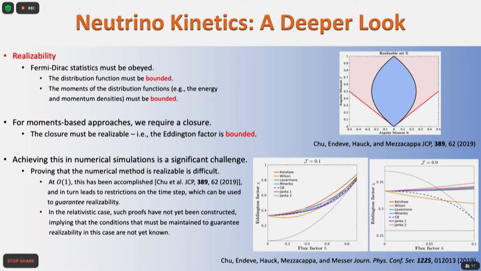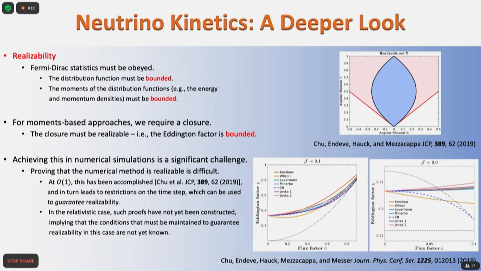I'm going to talk in a second about lepton number conservation, energy conservation, all the things we know and love. Fermi-Dirac statistics is right up there with them. Mother Nature's neutrinos are Fermi-Dirac particles. And I'm going to show you that the closure prescriptions currently being used in the three-dimensional supernova models all violate Fermi-Dirac statistics.